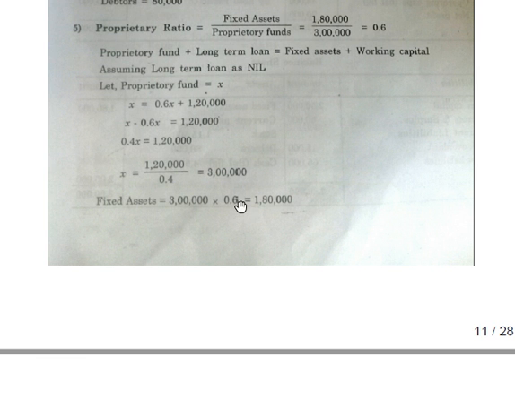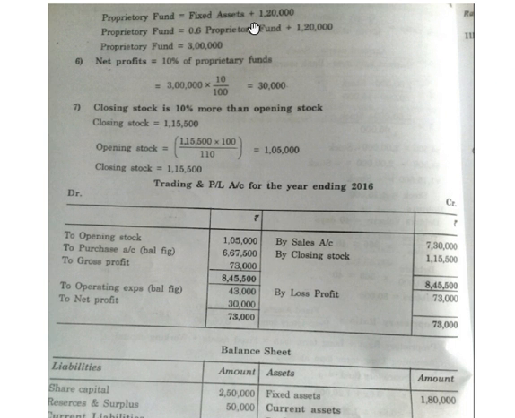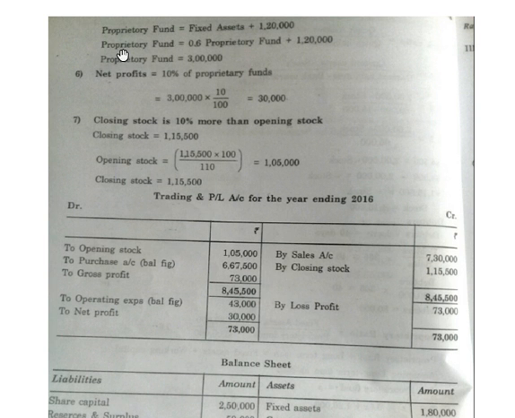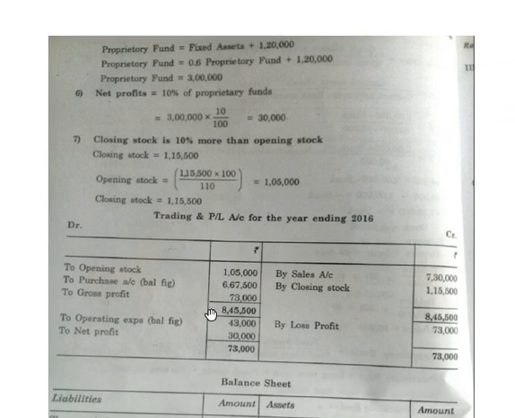Fixed asset: x is equal to 3 lakhs, so fixed asset is equal to 3 lakhs into 0.6, which is nothing but your proprietary ratio. 1,80,000 divided by 3 lakhs is 0.6. So we get fixed assets to be 1,80,000. So proprietary fund is equal to fixed assets plus 1,20,000. There's a quick mistake here. Proprietary fund is equal to fixed assets plus 1,20,000. Fixed assets we found out to be 1,80,000. So 1,80,000 plus 1,20,000 is equal to 3 lakhs.